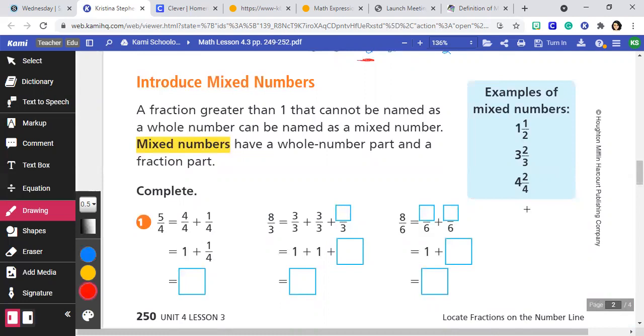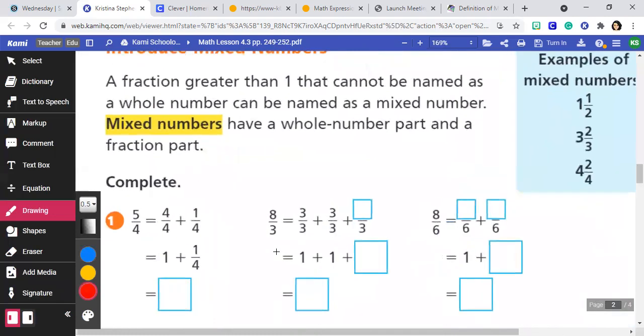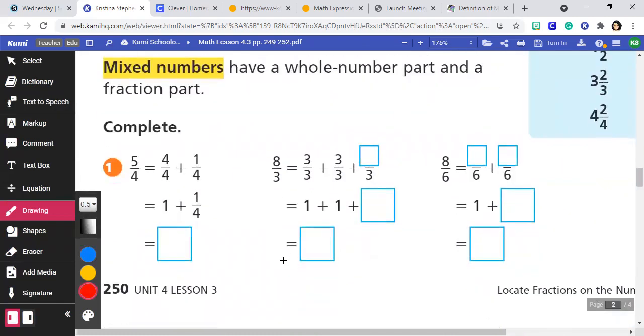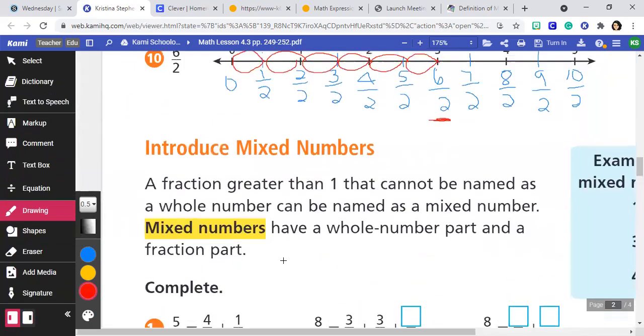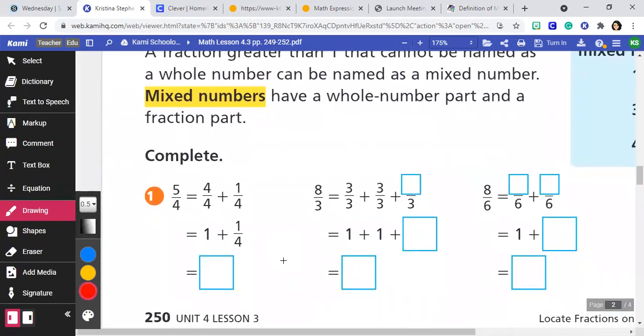So here are some more examples over here. 1 and 1/2, 3 and 2/3, 4 and 2/4. On this problem here, we have kind of a fill in the blank thing that we got going on. So let's take a look at this. And this is number 11 here. Even though it doesn't look like an 11, it is number 11.